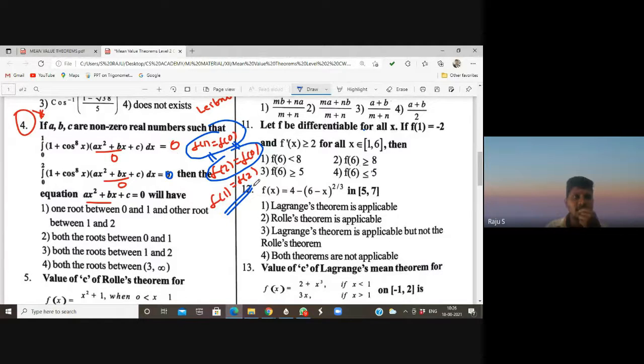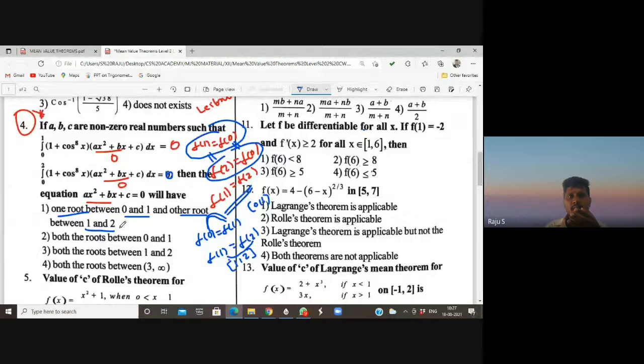So here f of 0 is equal to f of 1, f of 1 is equal to f of 2. So with the help of Lagrange's mean value theorem, there exists at least one root in the interval 0 to 1. There exists at least one root in 1 to 2, because it is obviously with the help of the rule. Here first interval 0 to 1, second interval 1 to 2, so that one root between 0 to 1, other root between 1 to 2.